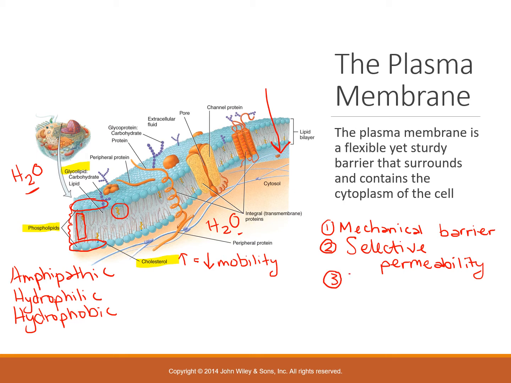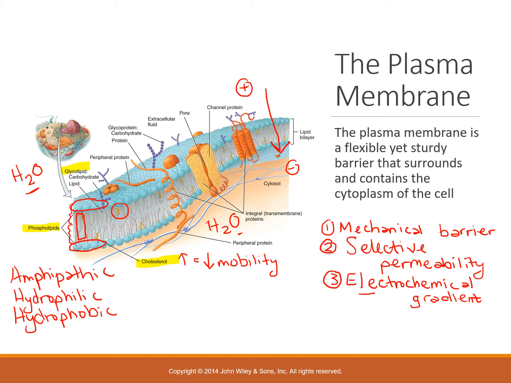The third one is that it produces this electrochemical gradient. And this is a gradient, which means that there is a difference in the charge on both sides of the membrane. So you could have a more positive charge on the outside of the membrane than on the inside. So that's the electro part of the electrochemical gradient.